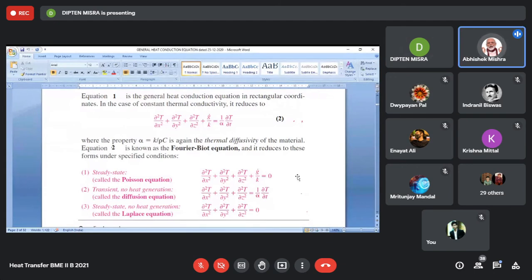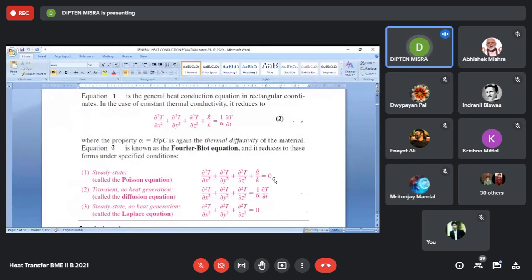Sir, steady state and constant thermal conductivity. And three-dimensional. In three dimensions, yes. So when the heat transfer phenomenon takes place over three dimensions, when the body is under steady state condition, and when the conductivity is constant, then we can apply this equation.